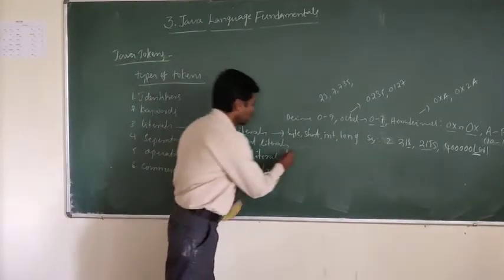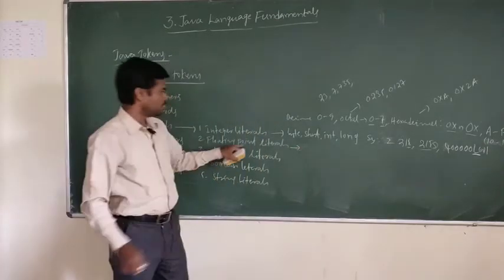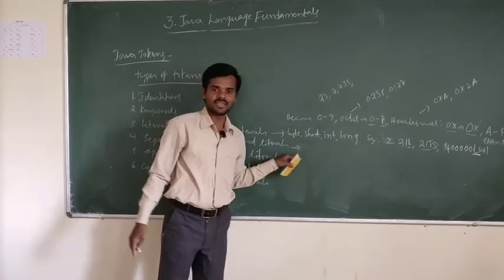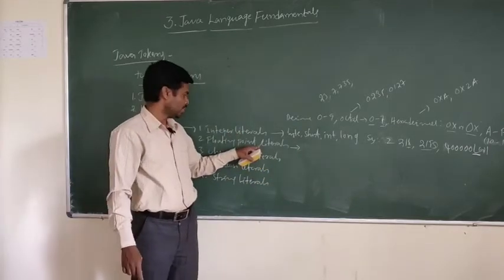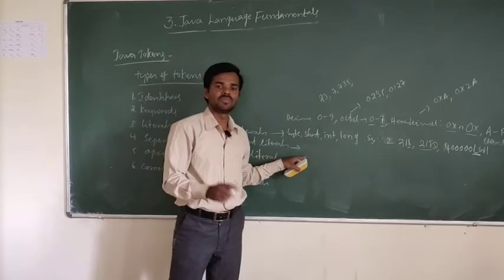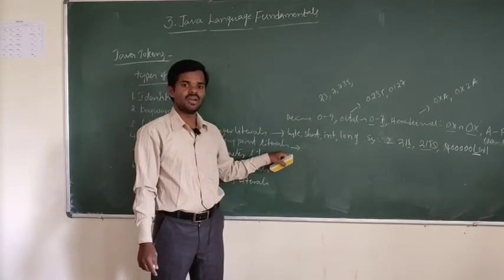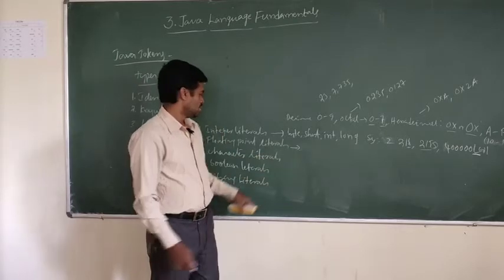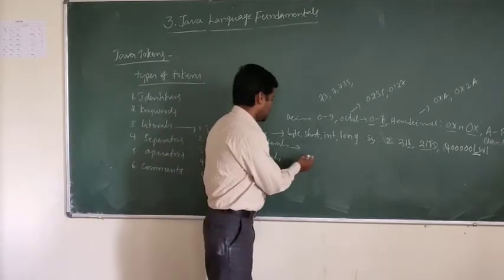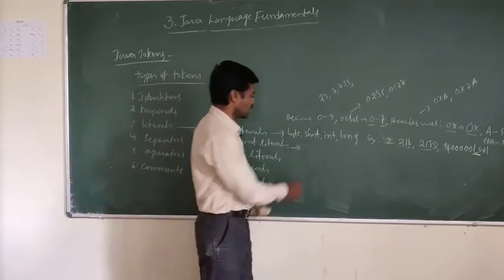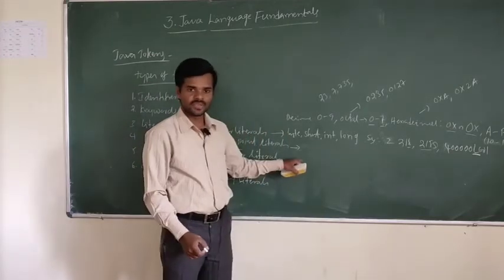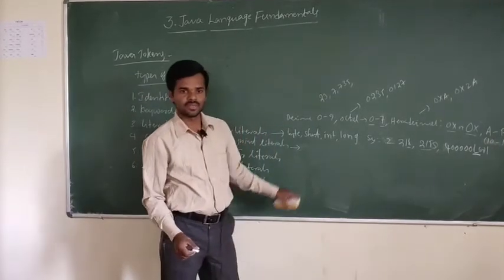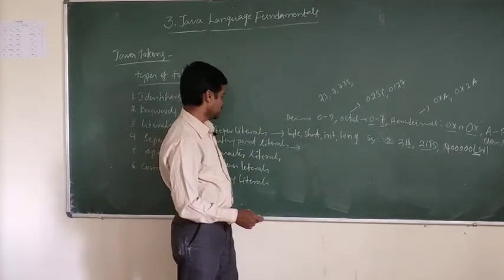Next, floating point literals. Floating point literals contain both float as well as double. Floating point literals means it is a combination of float as well as double. It is going to contain a decimal point. The floating point literals are fraction numbers. Floats we define with the suffix F, capital F or small f at the end, and double you can define with small d or capital D at the end as a suffix.